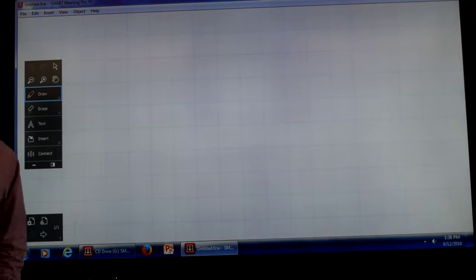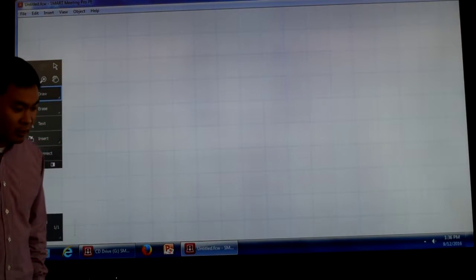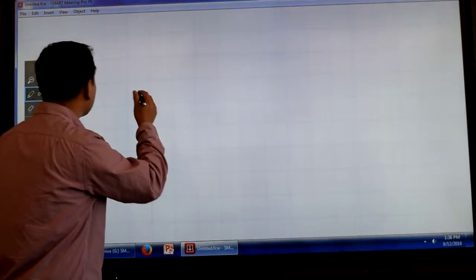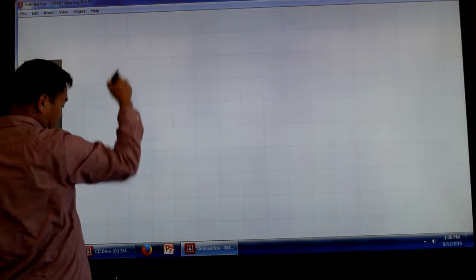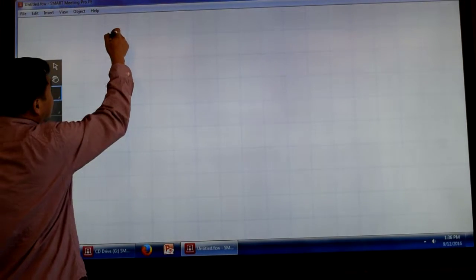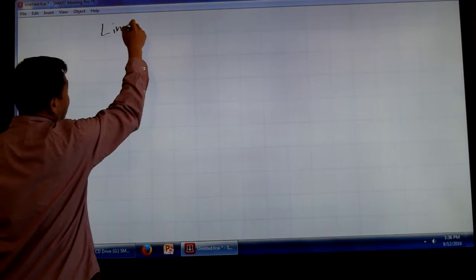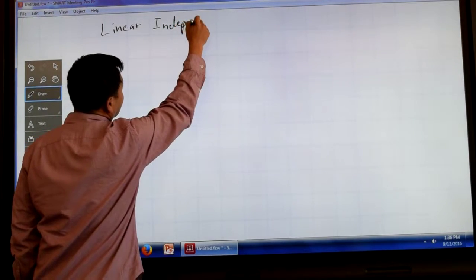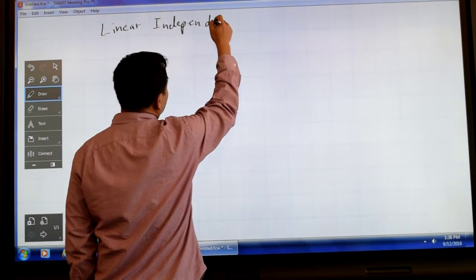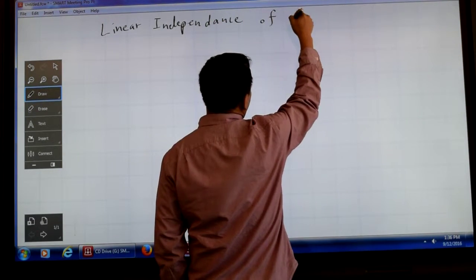Okay, so today we will talk about linear independence of functions, and let me explain why such a thing matters. So here's an equation. Maybe I should title this linear independence of functions.